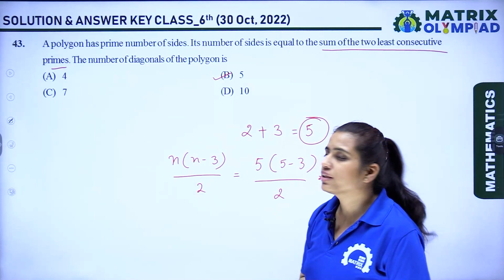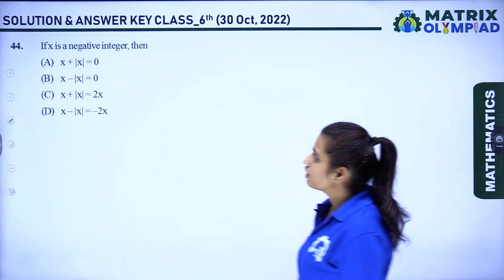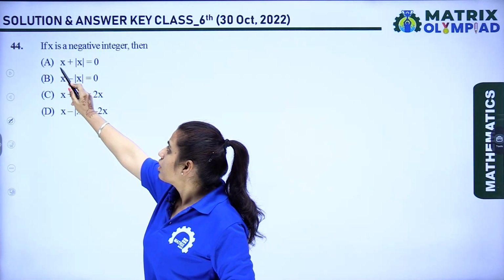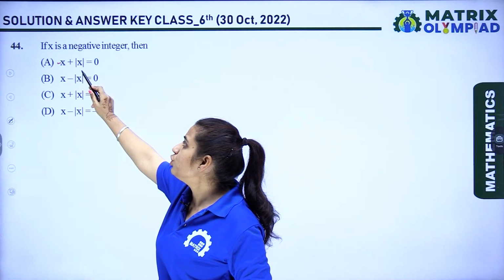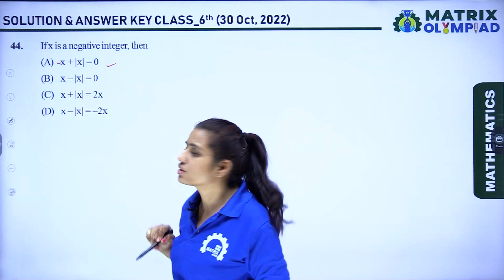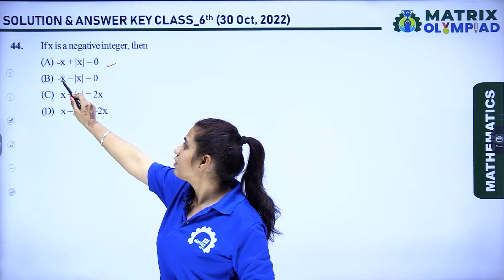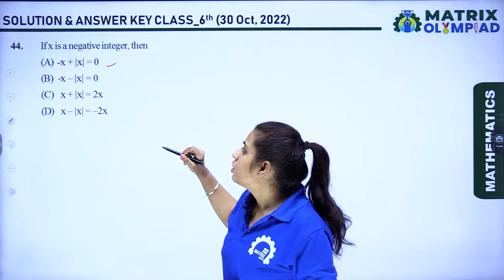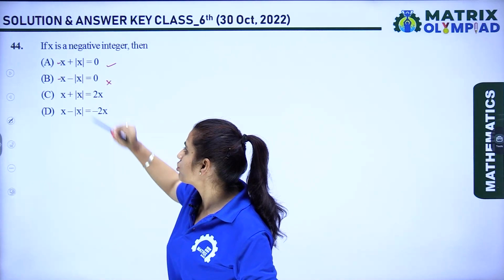Now the next question is, if x is a negative integer, then, meaning if x is a negative integer, so x plus the absolute value of x will give us 0. If we check the next option, x minus the absolute value of x: negative absolute value of x will be positive, so negative negative will become positive, so here it will not give us 0. So this option is incorrect.